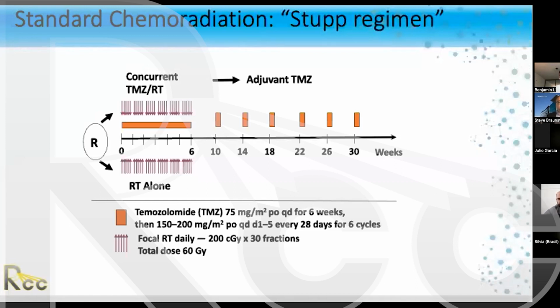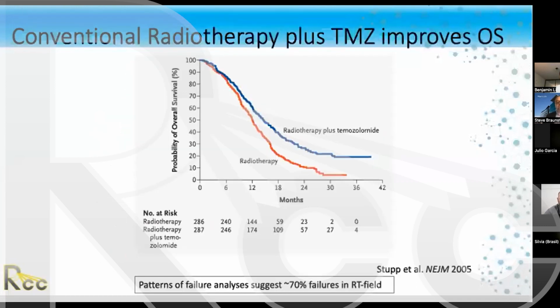So that was borne out in this phase 3 seminal randomized controlled trial, showing that the addition of temozolomide to radiotherapy improved overall survival. And it's important to note that the patterns of failure suggest that most of the failures still remain in field. About 2/3 or so of the failures are in field. So there's questions about the durability and the effectiveness of the dose as we use it today. And maybe there's room for additional hypofractionation.